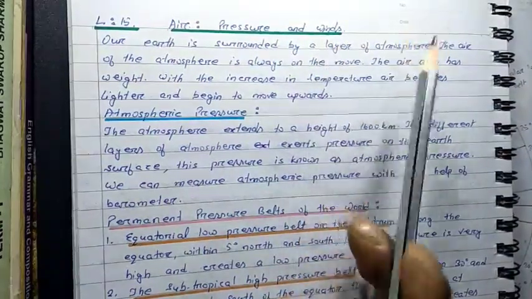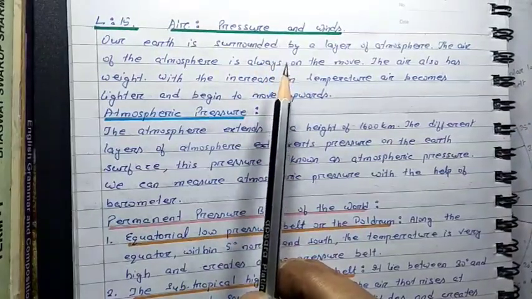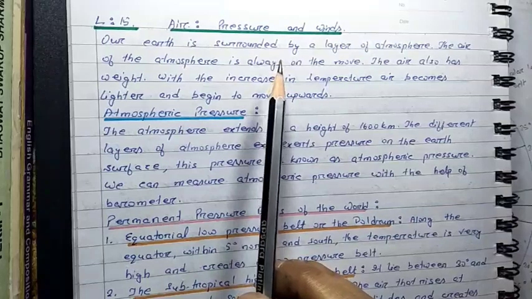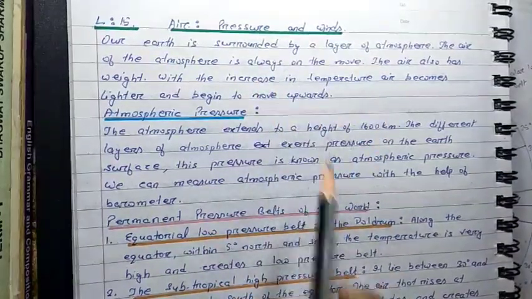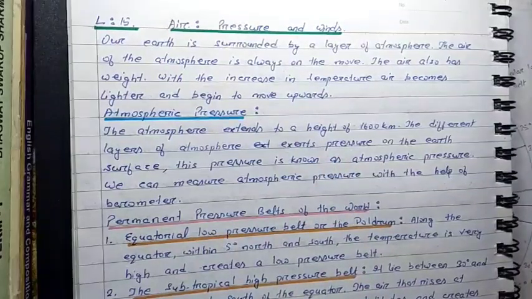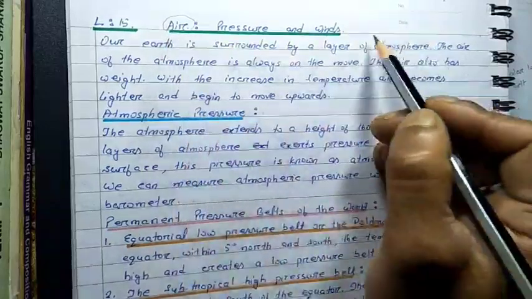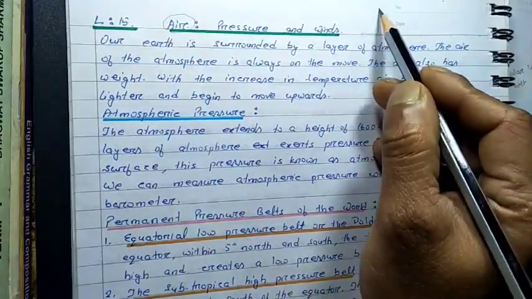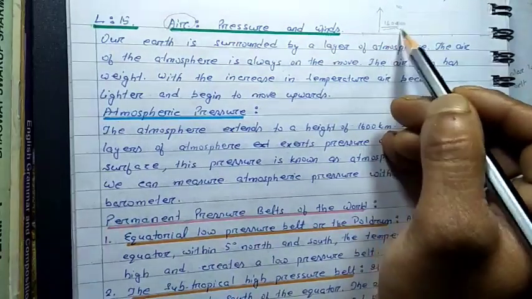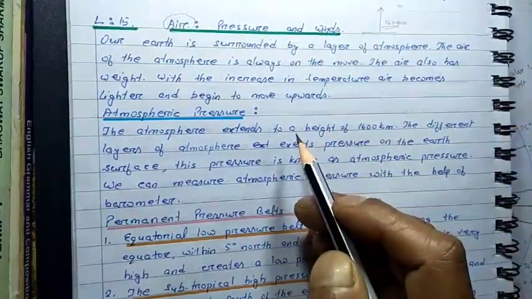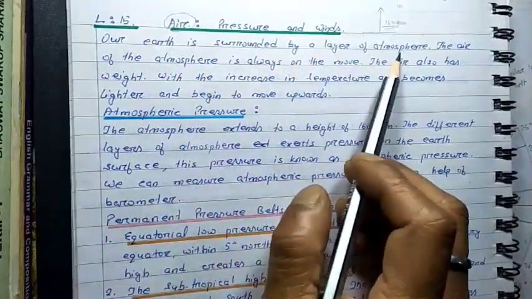types of winds. It was already explained in a previous chapter that the earth has been divided into 4 zones or 4 spheres: atmosphere, lithosphere, hydrosphere, and biosphere. And also I told you earlier that the atmosphere is composed of air. From the earth's surface up to the height of 1600 kilometers, a layer of air surrounds our earth, and that is known as atmosphere.